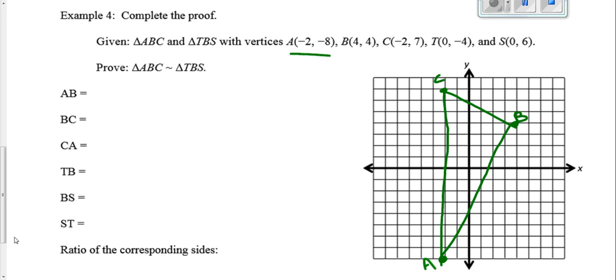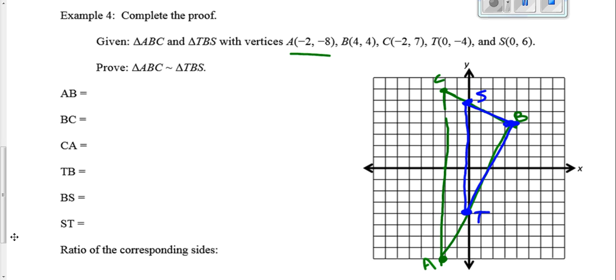All right, now my other triangle, I'm going to do in a different color. T is at 0, -4. It has the same point B, okay, because I'm doing TBS, so TB, and then S is at 0, 6, which is right here. Okay, so here's my smaller triangle. So we want to prove that these two are similar, ABC and TBS.